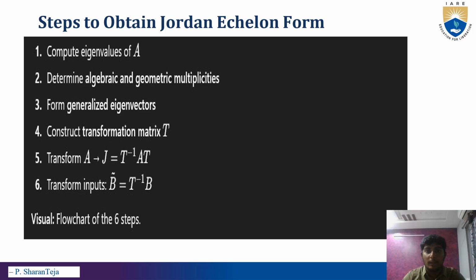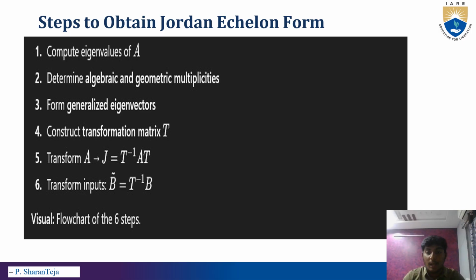Steps to obtain the Jordan echelon form. Here is how we compute the Jordan form in practice. First, find the eigenvalues of A by solving det(A − λI) = 0. Second, for each eigenvalue, find the eigenvector. Third, if you don't get enough linearly independent eigenvectors, find generalized eigenvectors that satisfy (A − λI)v = 0.